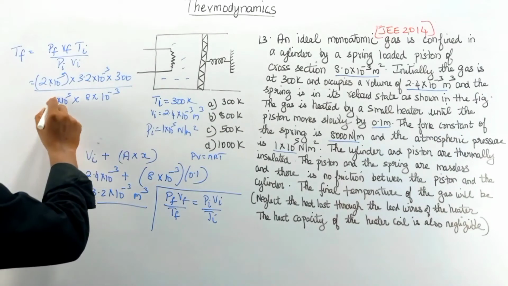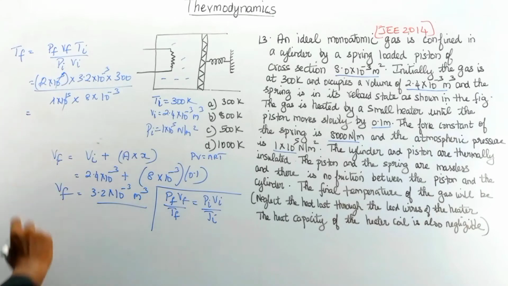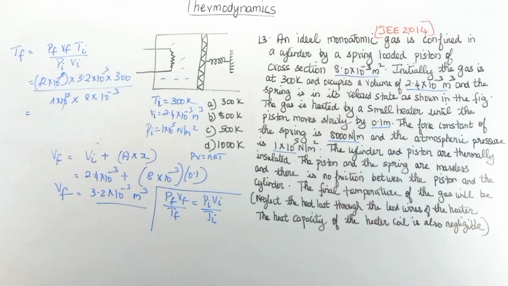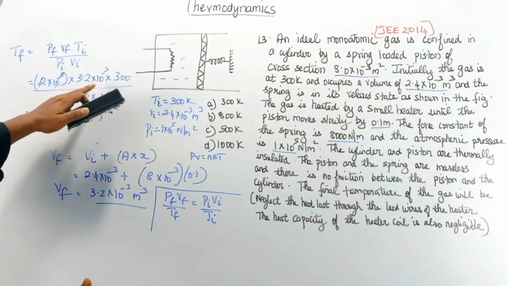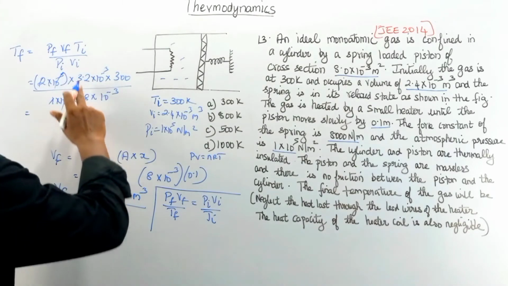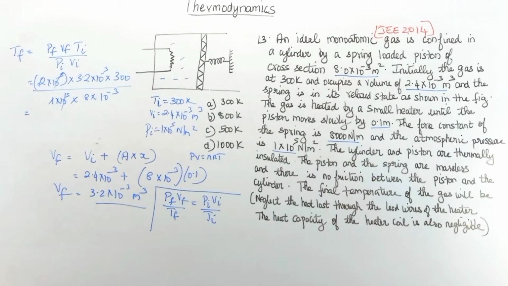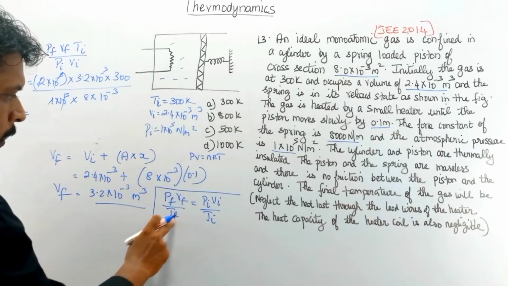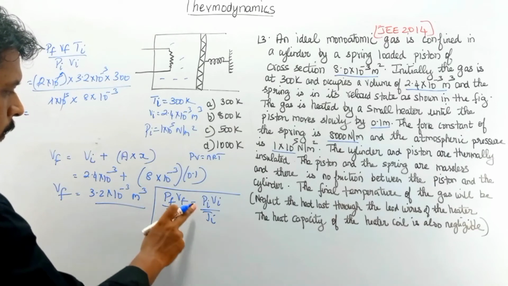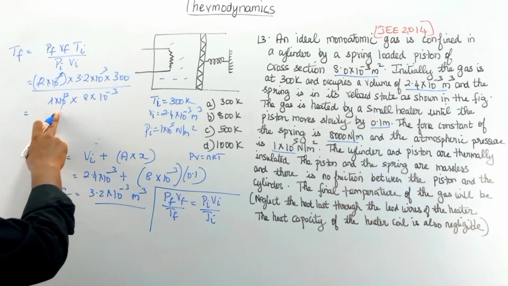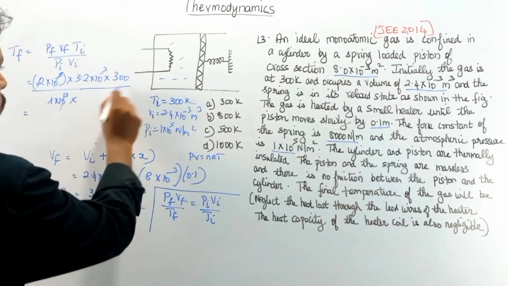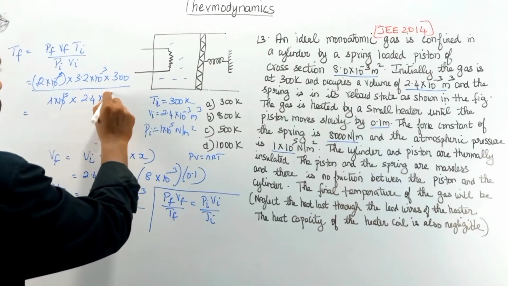Okay, so here when you do the calculation, Ti is 300 Kelvin. Okay, fine. Is PI correct? TF is equal to PF into VF divided by PI into VI. So this is my pressure, and sorry, here the initial volume is written as 2.4 into 10 power minus 3.